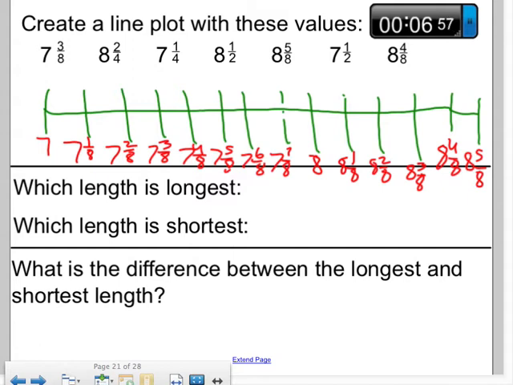Ian. 7 3/8 goes where? On 7 3/8, right? He was confused. He's like, what do you want me to say? 7 3/8 is right there. That's an easy one. Hooray for easy ones. We'll take it. How about the next one, though?